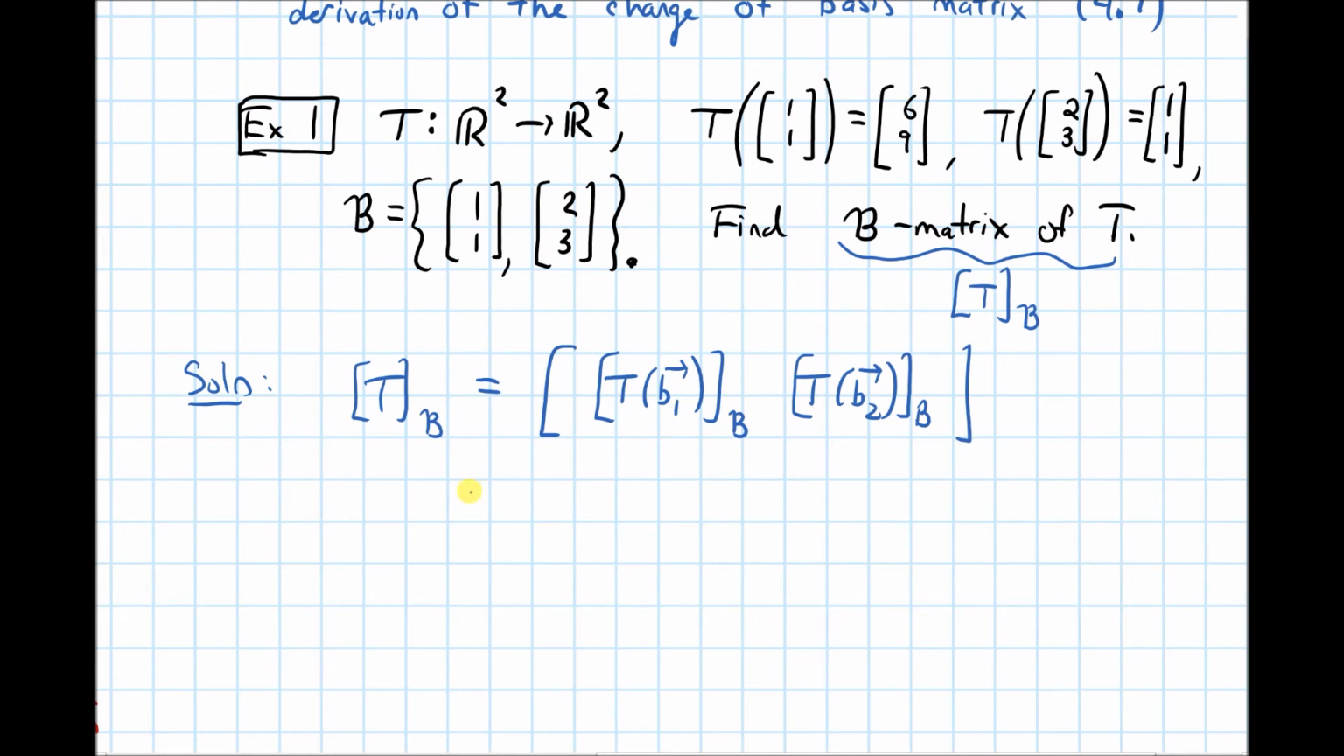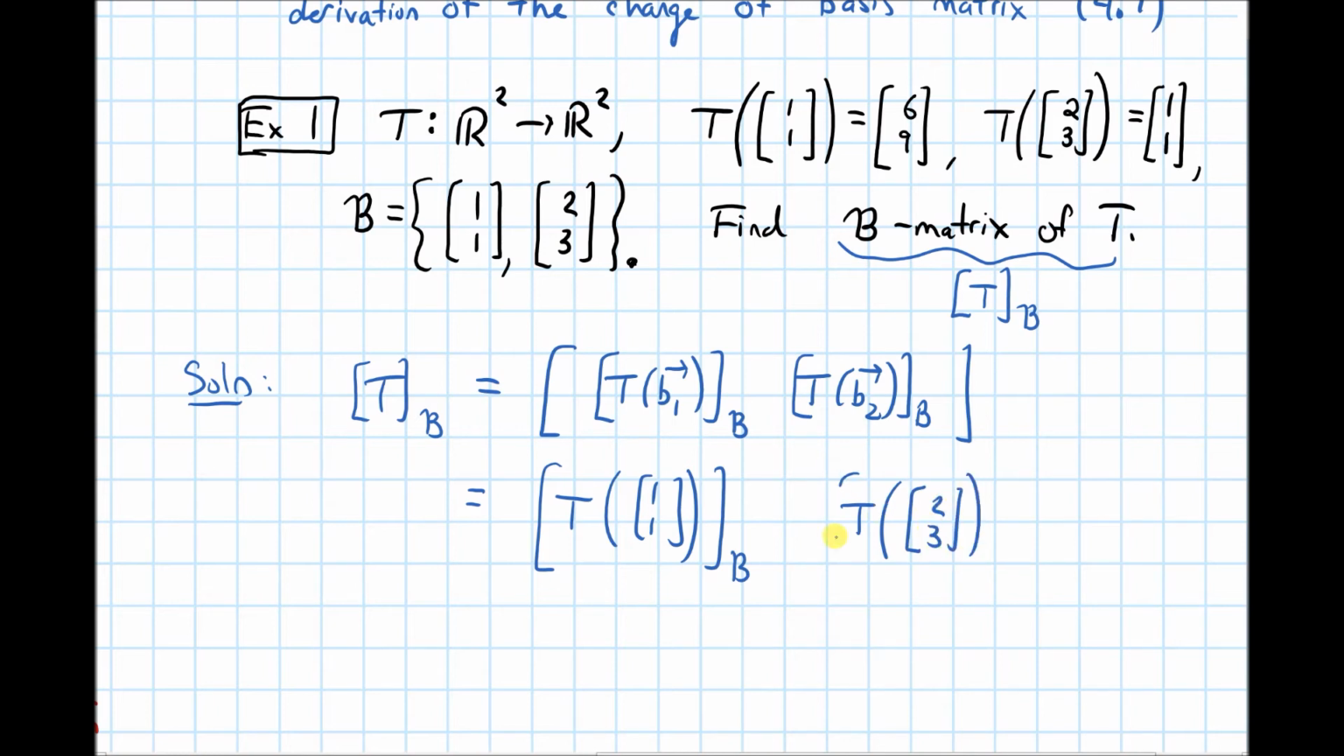Okay, so now let's plug in these basis vectors. B1 is that first vector here, (1, 1). So I want to plug that into T, and then take its B coordinate vector. And now let's plug in B2, so that'll give me T, and then plugging in the vector (2, 3).